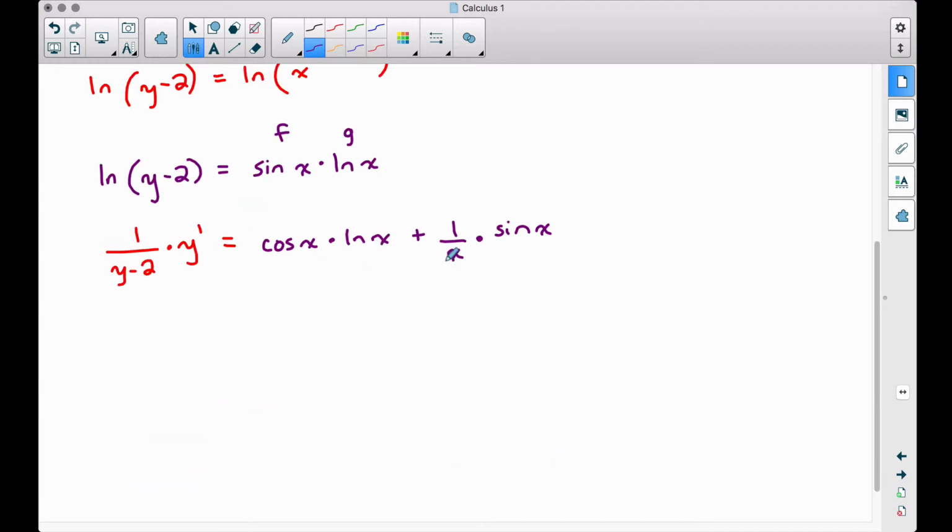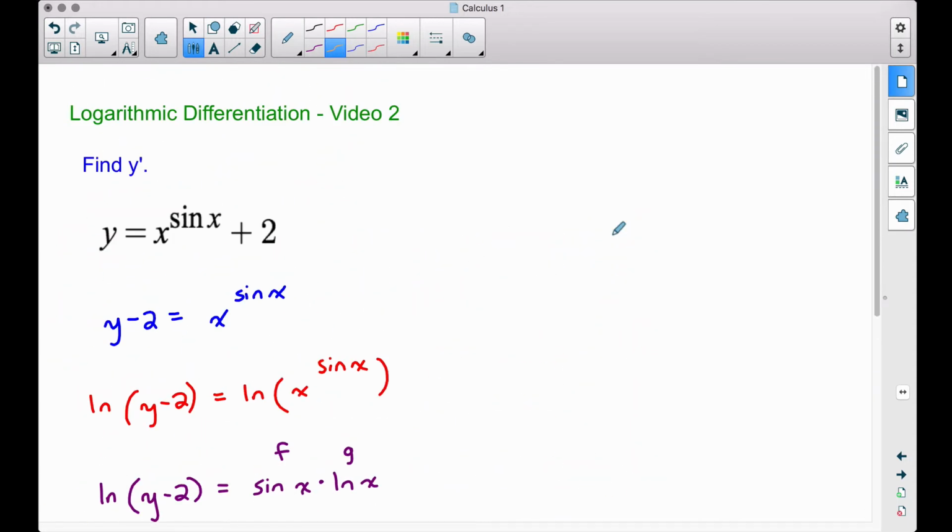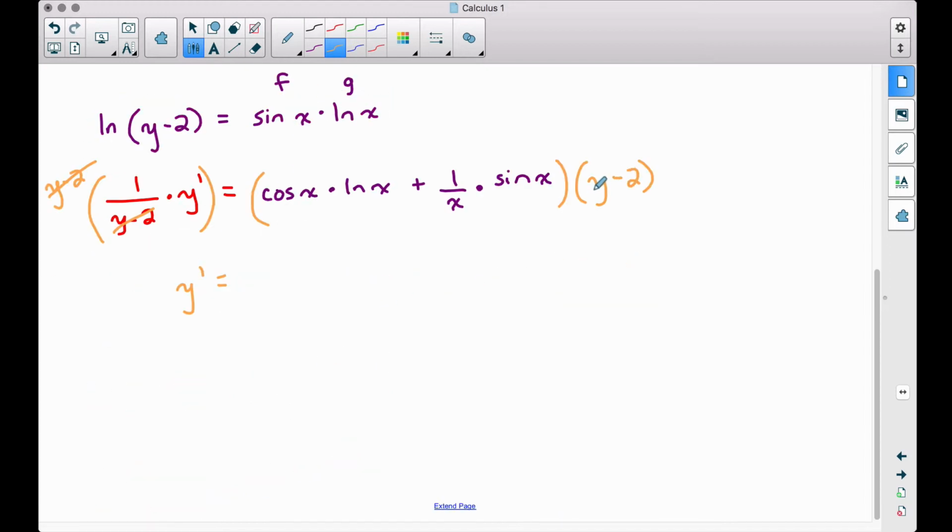And from here, it works very similar to all of the other logarithmic differentiation problems. What I would do here is multiply this side by y minus 2 to get rid of the y minus 2 over here because we are technically dividing by that. And just make sure you multiply by y minus 2 on this side as well. The y minus 2's cancel out. We have y prime is equal to. Now, this y minus 2, we can go back and look to see what y was originally equal to, and we can plug in this x to the sine of x plus 2. Since that's equal to y, we can plug that back in to this spot down here, right there.